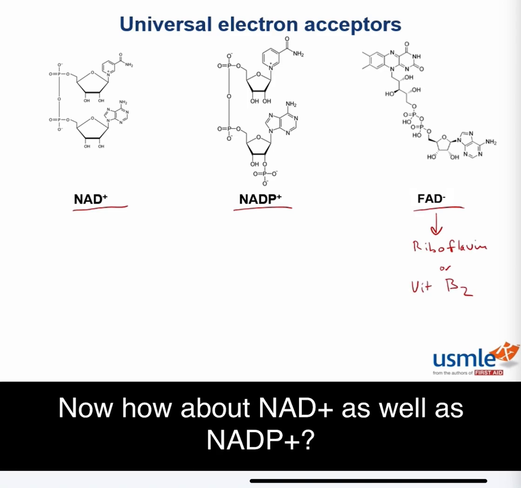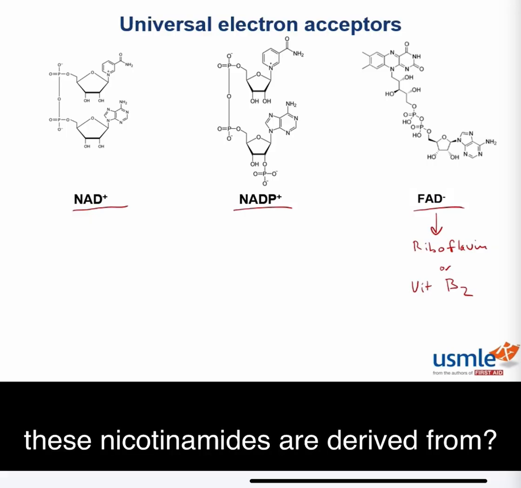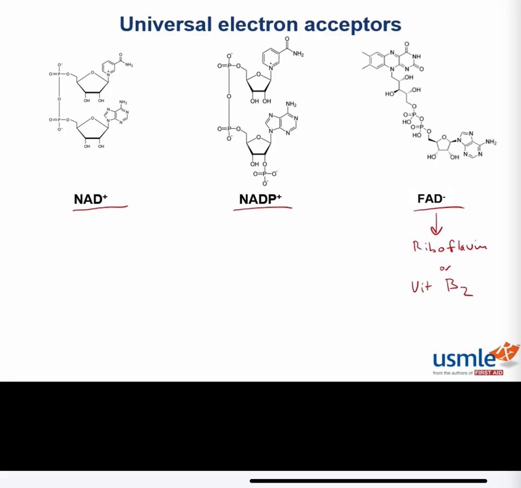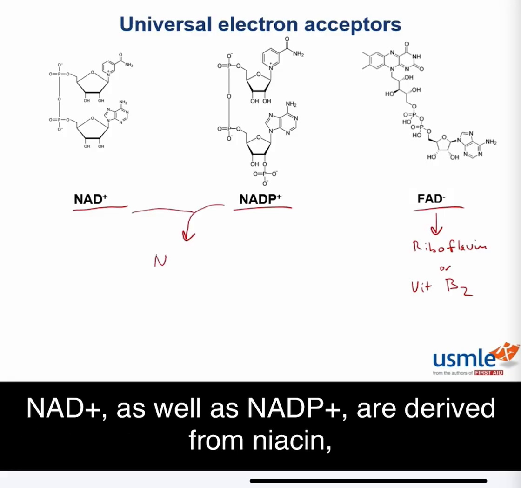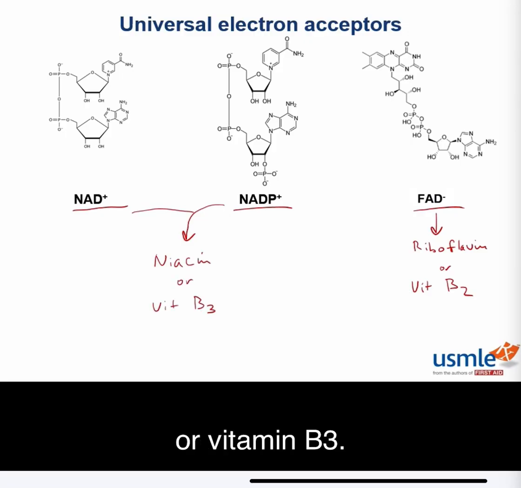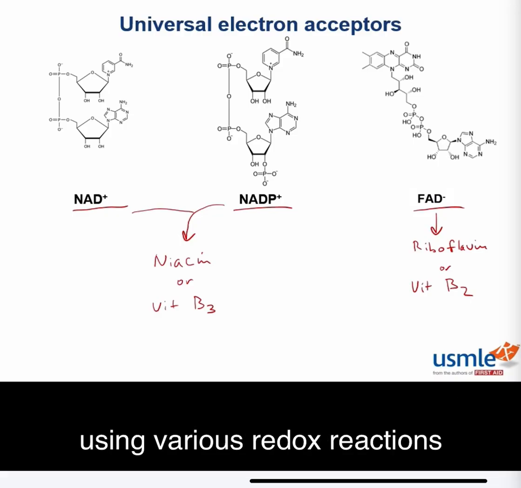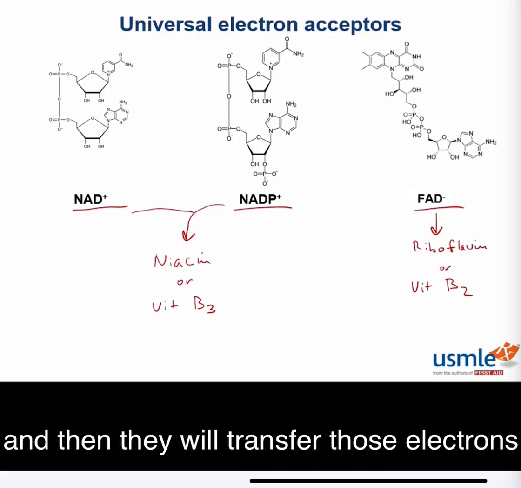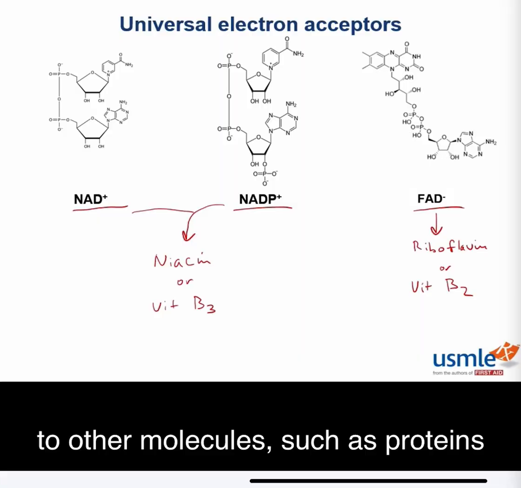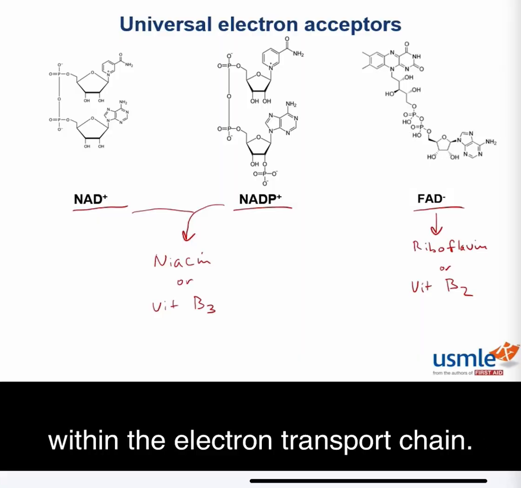Now how about NAD+, as well as NADP+? Do you remember which vitamin these nicotinamides are derived from? Great! NAD+, as well as NADP+, are derived from niacin, or vitamin B3. Now all 3 of these will accept electrons using various redox reactions, and then they will transfer those electrons to other molecules, such as proteins within the electron transport chain.